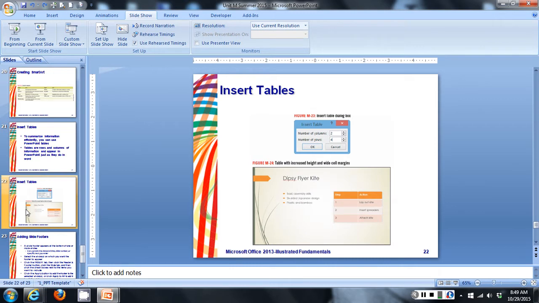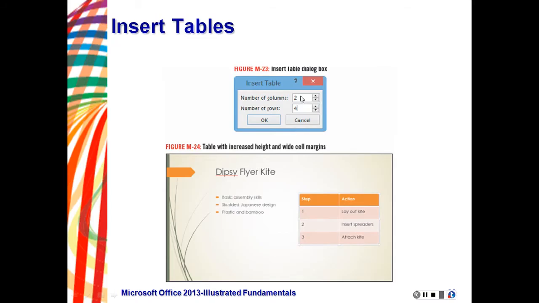Here's an example of a figure in your textbook that shows the dialog box where you would insert a table. In this one, we're specifying a number of columns as 2 and a number of rows as 4. You can see 2 and 4, and below you have 2 columns and 4 rows.